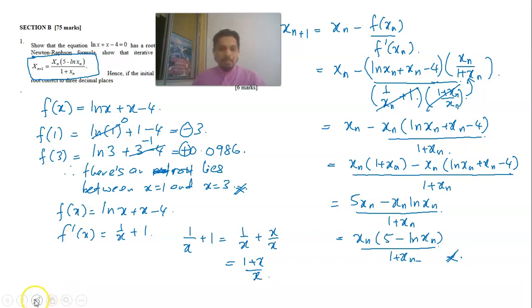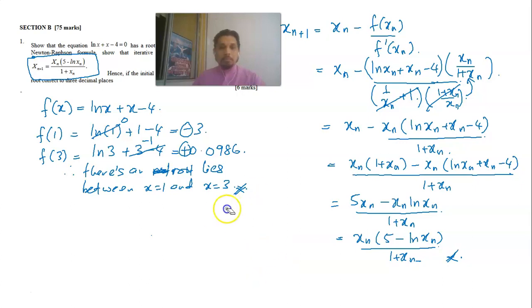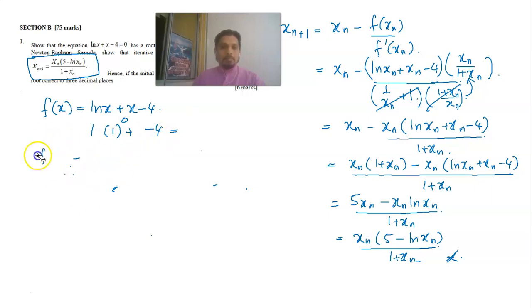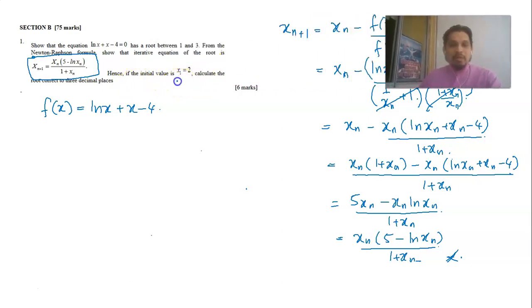So now we are going to substitute the value. It mentioned a question here now: if an initial value, meaning the beginning of that process, with a beginning value x1 equal to 2, calculate the root correct to 3 decimal places.